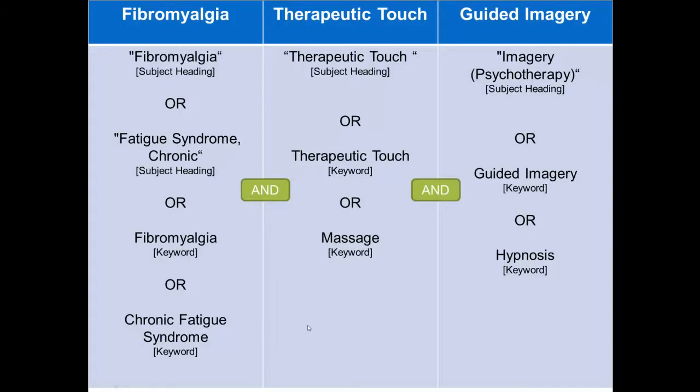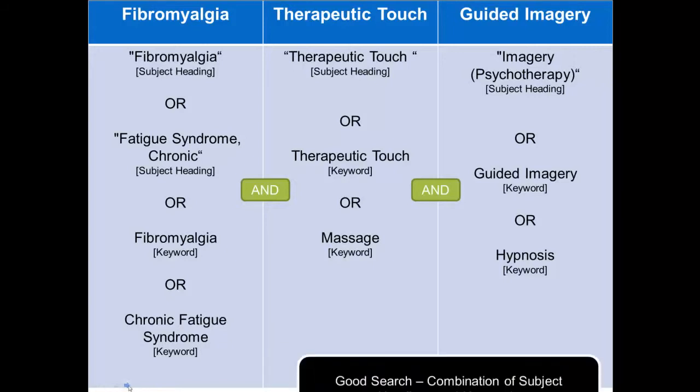And then if I wanted to ensure that the articles I received discussed all three, I could use the and to bring them together. And that's how you use the and or to develop the relationships in order to ensure that you're getting everything that you need.